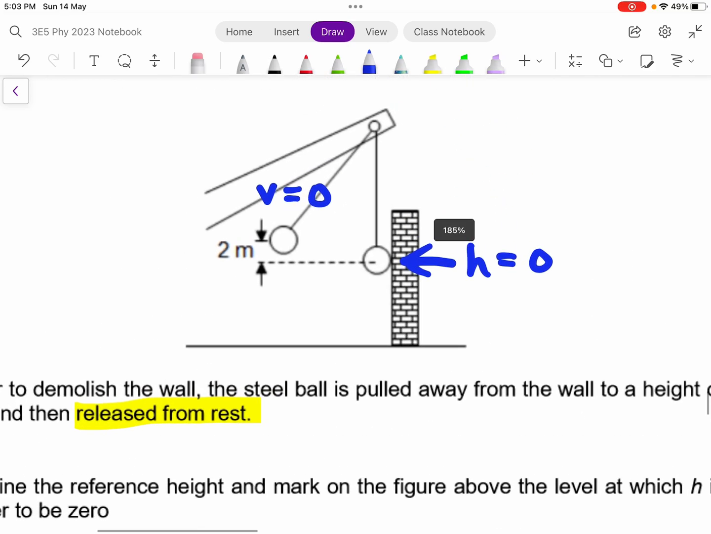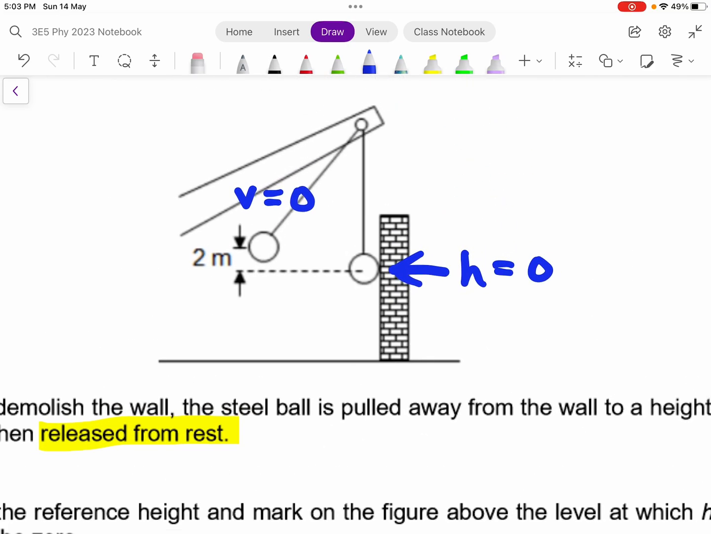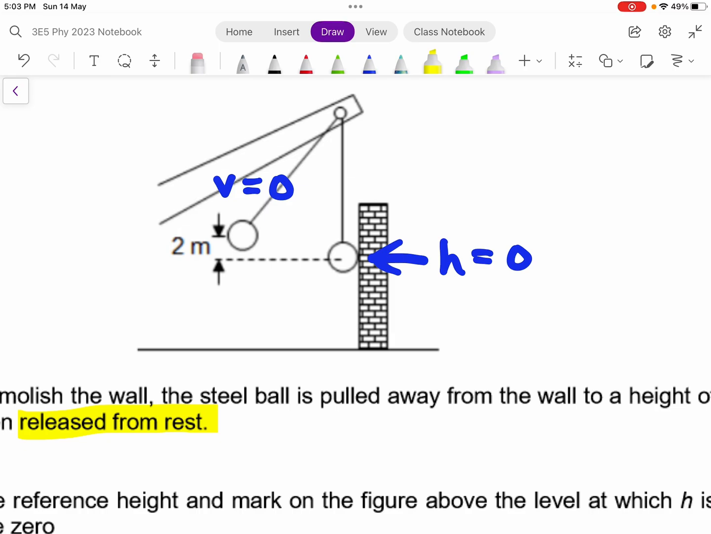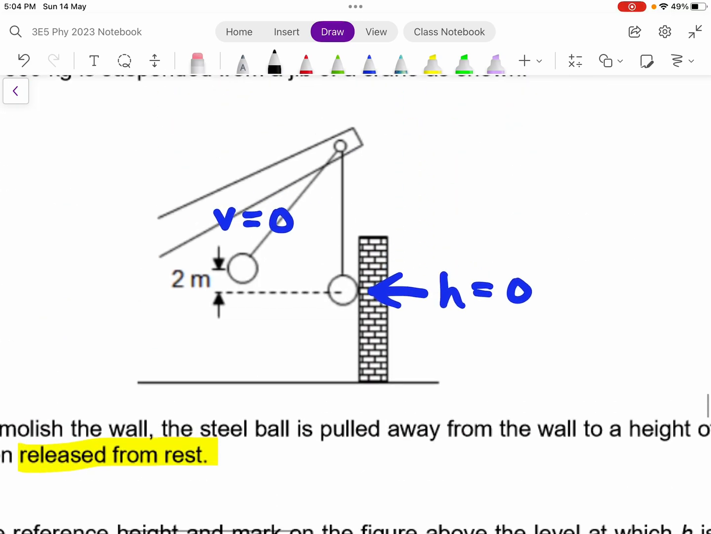Right, and as the ball is about to strike the wall, so down here it is just before it hits the wall, right? So what is the difference between before hitting the wall, hit the wall, and after it hit the wall? Now before it hits the wall, it means that all the energy is still stored within the ball. But after it strikes the wall, some of the energy may be transferred to the wall. So because of that, down here, you will have your maximum velocity, right?